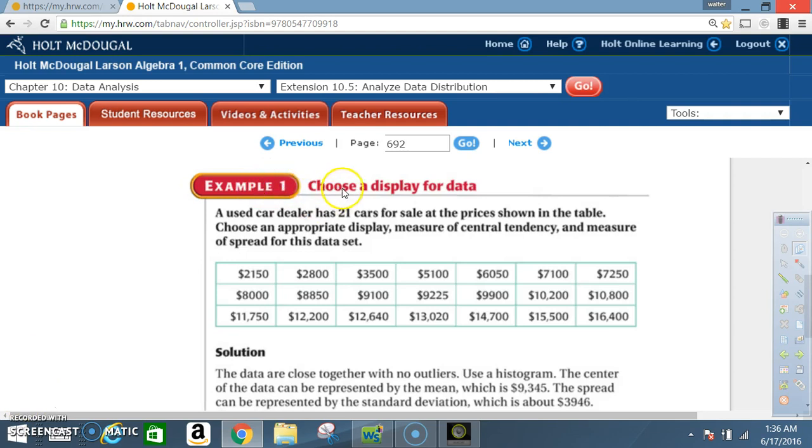Example 1. Choose a display for data. A used car dealer has 21 cars for sale at the prices shown in the table. Choose an appropriate display, measure of central tendency, and measure of the spread for this data set.